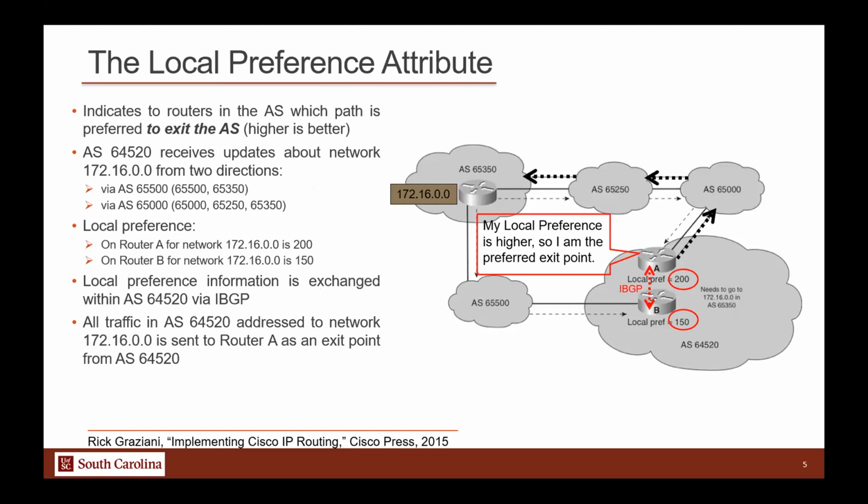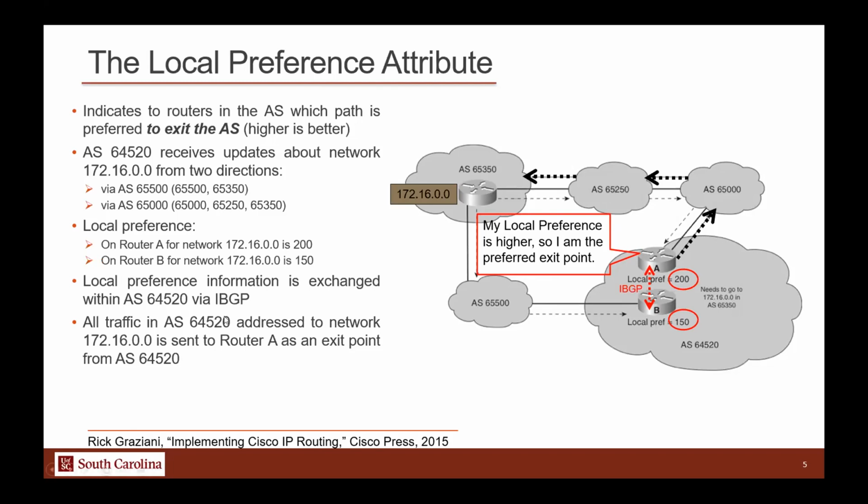So what is the local preference attribute? It basically indicates to routers what is the preferred way to exit this autonomous system. And the higher the local preference value, the better, or it has a higher precedence.